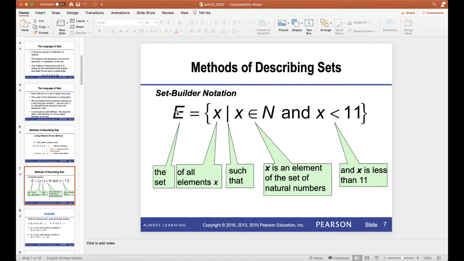Now another way to do it is to describe the set, and this is called set builder notation. You don't necessarily list them out, but you're giving the parameters as to what belongs in that set. Here we're naming the set E, and it says E is equal to X, such that X belongs to the natural numbers, and X is also less than 11. So 11 would not be in there.